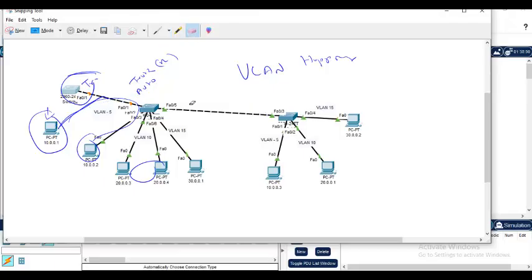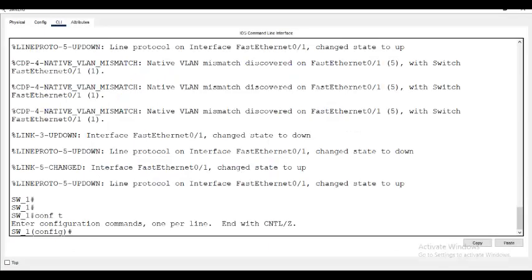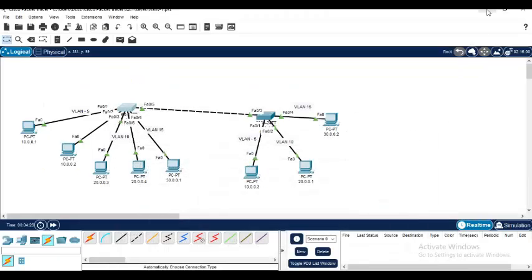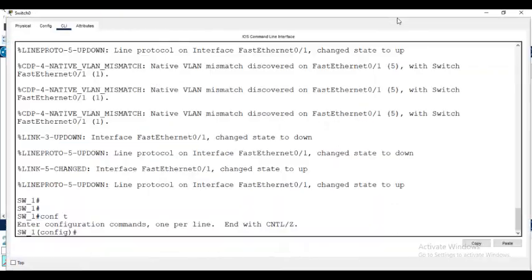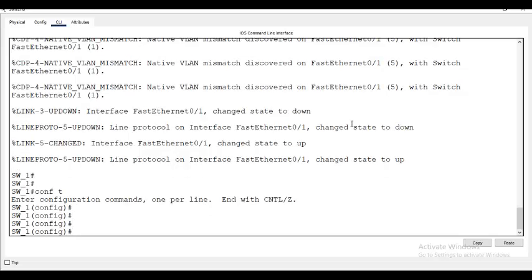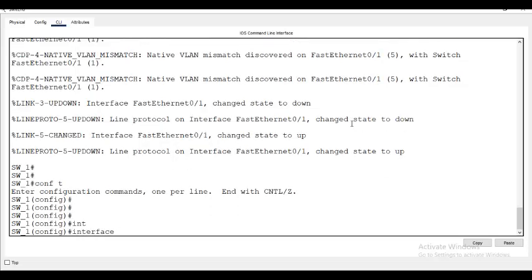So interface range F0/1 hyphen 4 comma F0/6. So I have gone to all these 5 ports. Now I'm saying switchport mode access. Boom. This is a very, very safe thing. Attackers cannot do a VLAN hopping attack.